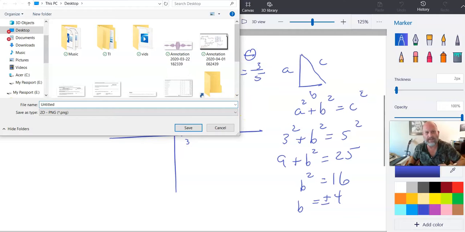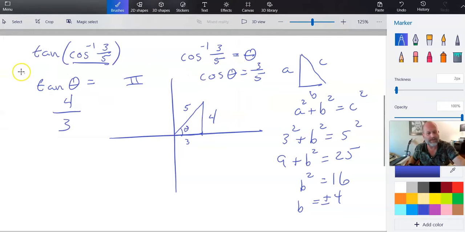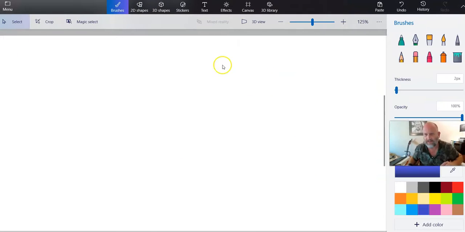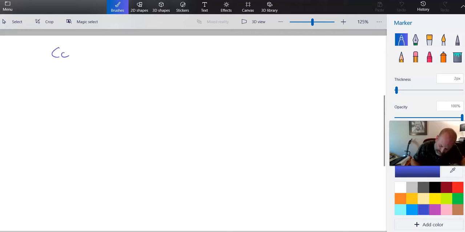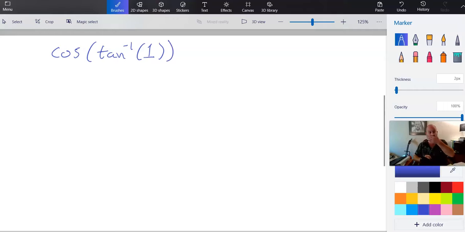Okay, so let's see here. How about the cosine of tangent inverse of 1? Right, that should be interesting.